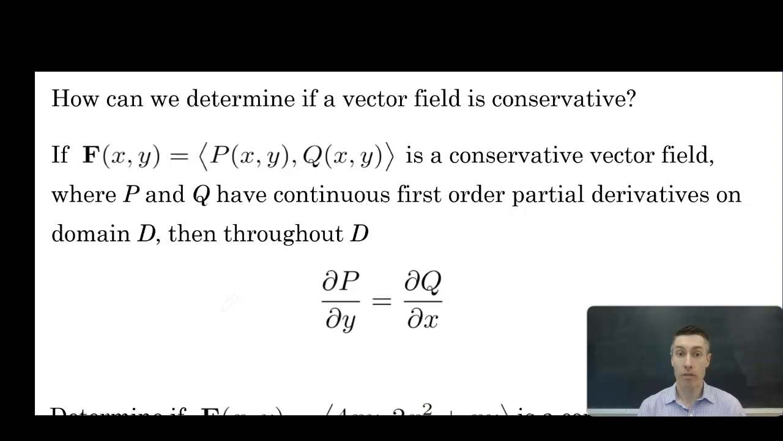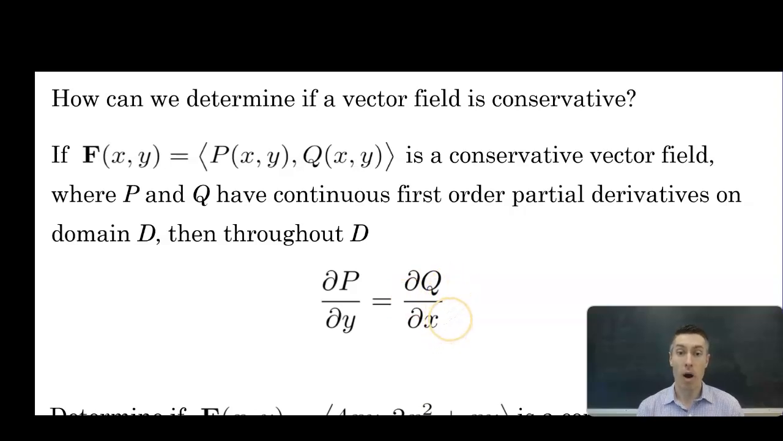So now that we have all of this theorem set up to help us, we need to know when we have a conservative vector field and then also how to find the potential function. So we'll start with the first question. How can we determine if a vector field is conservative? So if the vector field f, which has components p and q, is a conservative vector field, where p and q have continuous first-order partial derivatives on domain D, then throughout D, the partial of p with respect to y is equal to the partial of q with respect to x.